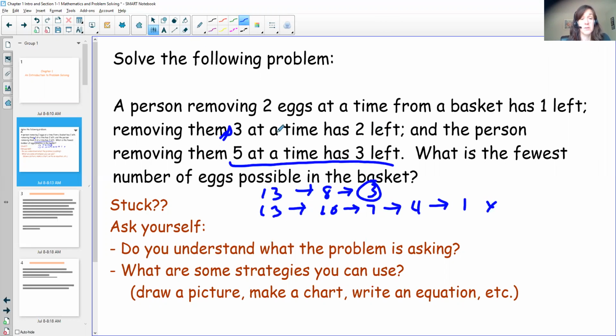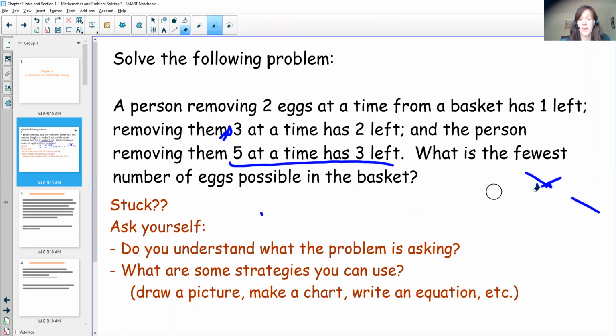Let's try something else. Maybe if I add 13 plus 5, another group of 5, that would get me 18, right? But 18 is even, so that's not cool. We're not going to use that one because I know it's not going to work. No point in doing the work for it, right? So let's try what comes after 18. 18 and 5 is 23. Let's try 23.